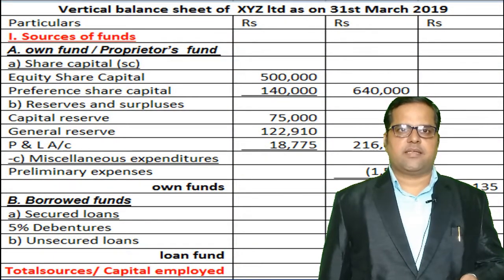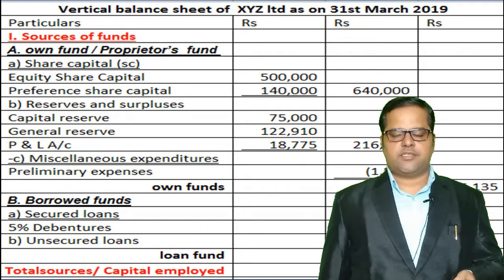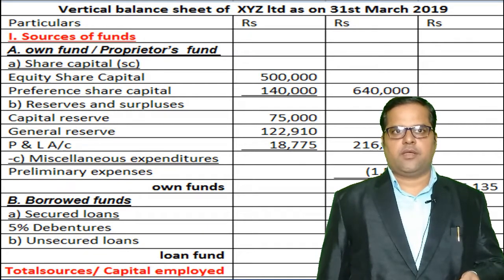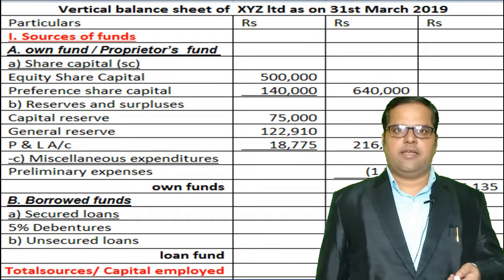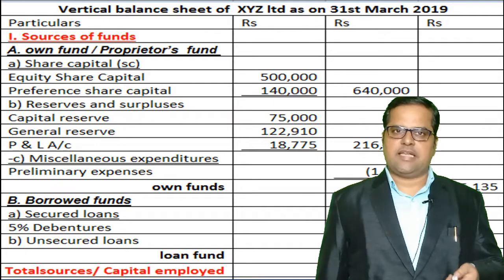Students, once the marking is done, you have to draw a format. The format will be particulars and 3 amount columns. You have to first of all give the heading vertical balance sheet of dash dash dash company. In this case it is XYZ Limited as on the date of year end. In this case it is 31st March 2019.